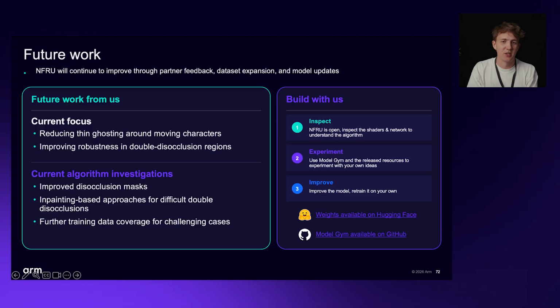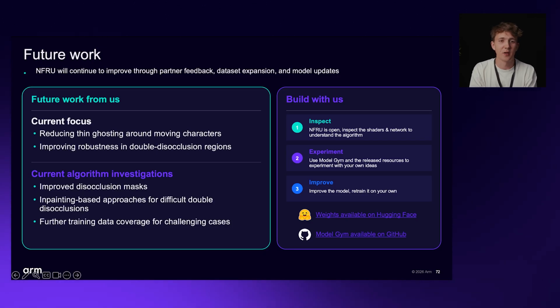The main thing to mention as well here is that this is still an active area of development for us, and there are a few places where we want to push this further. So our current focus is on working to reduce thin ghosting around moving characters. We notice small little artifacts here, and we also want to improve difficult double disocclusion regions. So the current algorithmic investigations to try to resolve this, we're looking at improving the disocclusion mask. We have a trial in-painting approach to resolve the double disocclusions, and we have broader training data for challenging cases, and we want to do this all while remaining in the same budget as the currently released model.